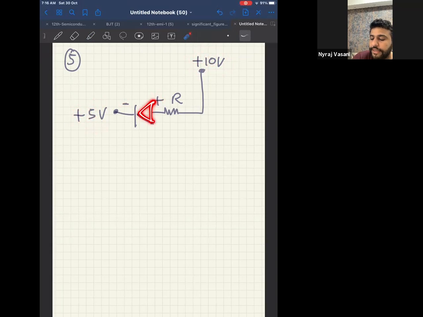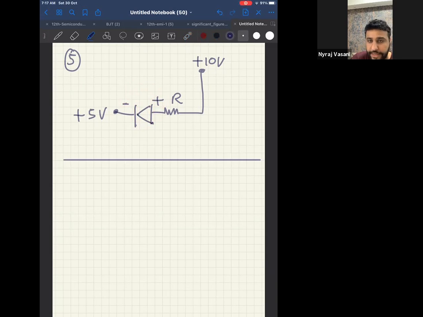So in this diode, positive is connected to positive and negative is connected to negative. Correct? Therefore, this diode is a forward bias diode, because a diode in which positive is connected to positive and negative is connected to negative is anyway a forward bias diode. Therefore, the answer for this is forward bias.